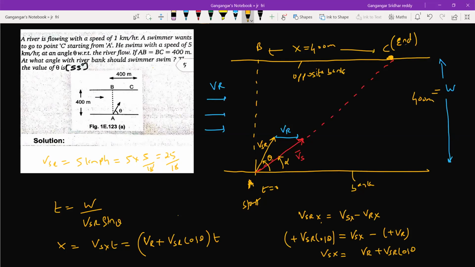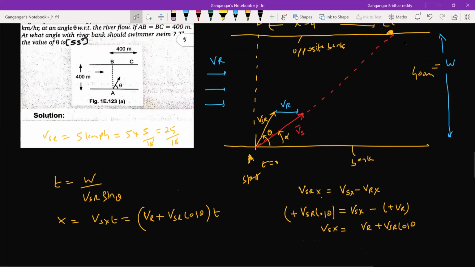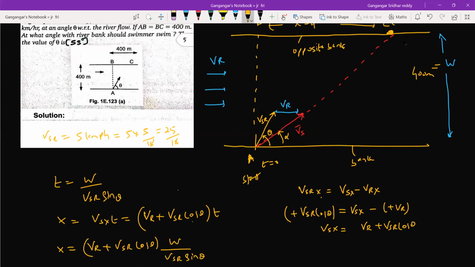Okay, let's substitute the value. X equal to (VR plus VSR cos theta) times T. T is what? W by VSR sin theta. So what actually should we do? For what purpose are we doing this problem? This theta, no? Do we know X and W? Yes, X is 400, W is 400. VR value we know, VSR value we know. We substitute all and will end up with only an expression for theta.